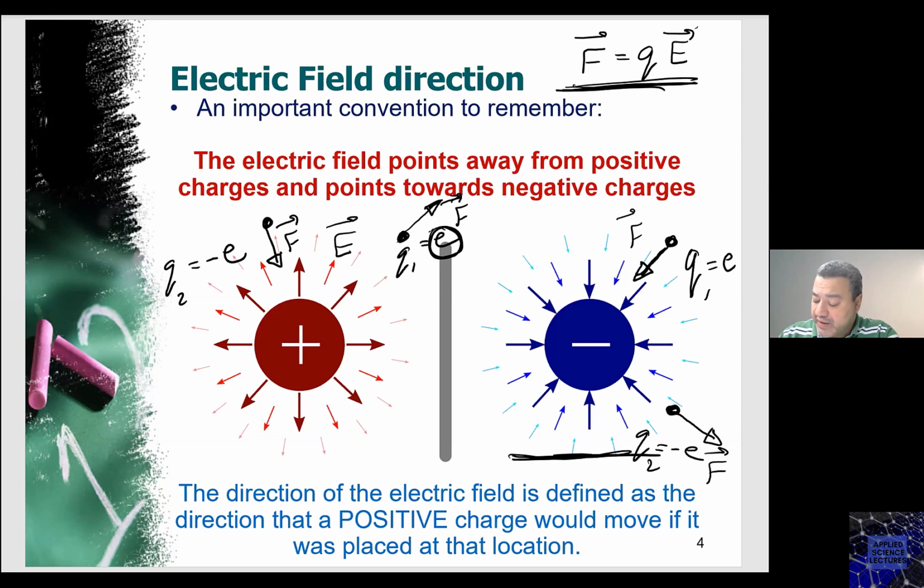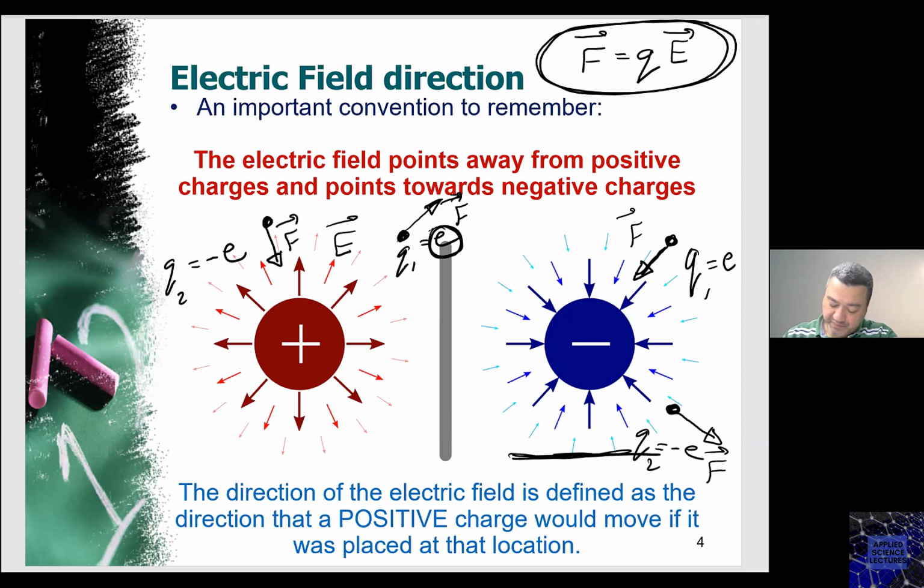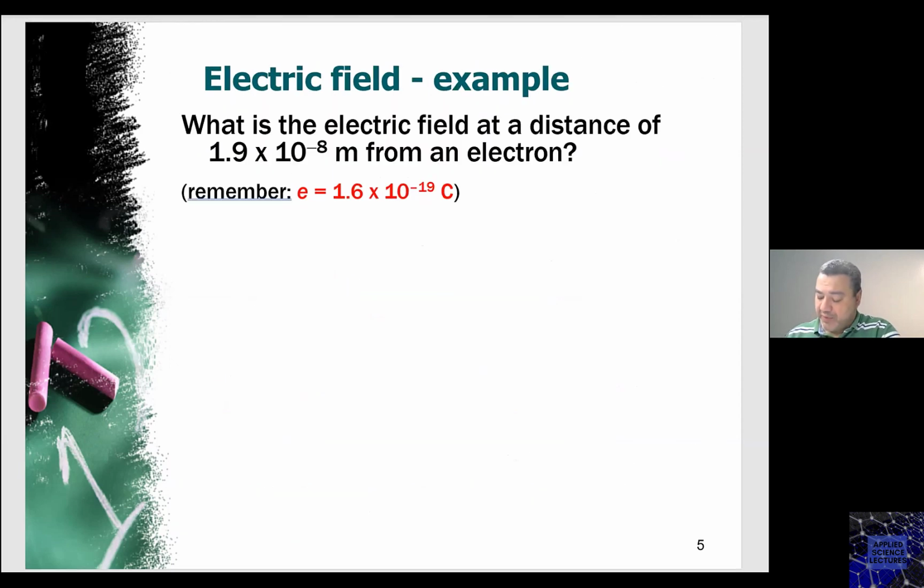In all cases, this expression has to be valid. Now let's look at this example. Here we have an electric field at a distance of 1.9 × 10^-8 meter from an electron. So the charge that I am evaluating the field generated by is an electron.